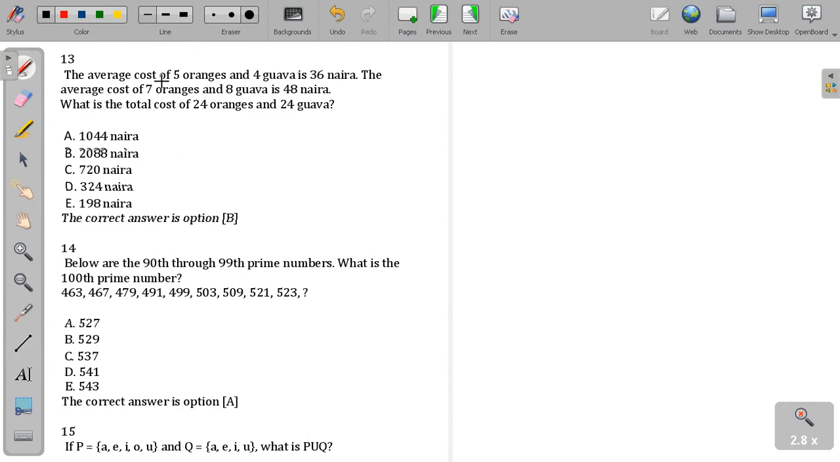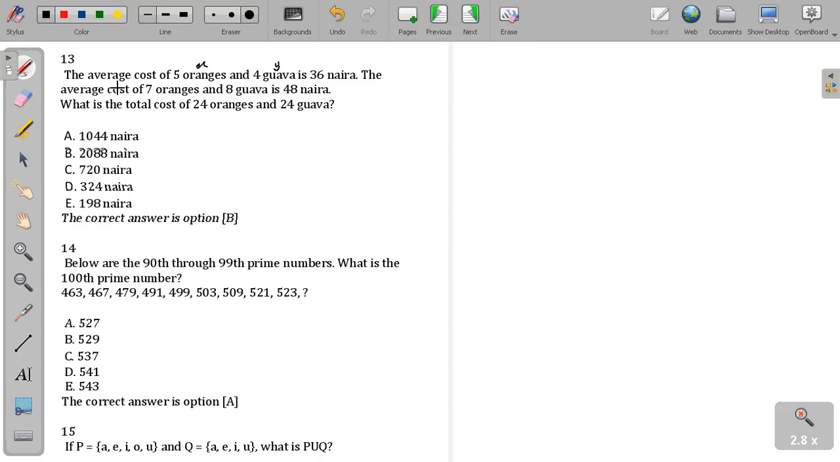So guys, number 13. We have the average cost of 5 oranges and four. For this question, I can let this one represent x, I can let this one represent y. This is a simultaneous equation, a problem leading to simultaneous equation.